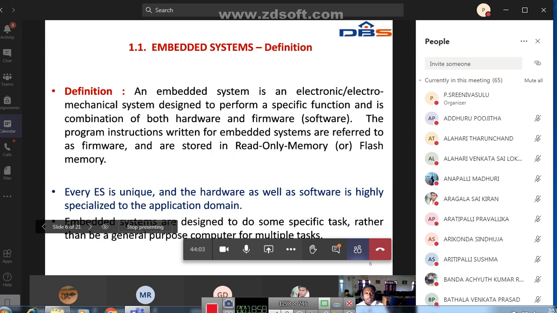It is an electronic or electromechanical system designed to perform a specific function, and it is a combination of both hardware and software. So every embedded system is unique. This is an important point. Every embedded system is unique, meaning if you design an embedded system, that system is specific to a particular application. It is not common for all.